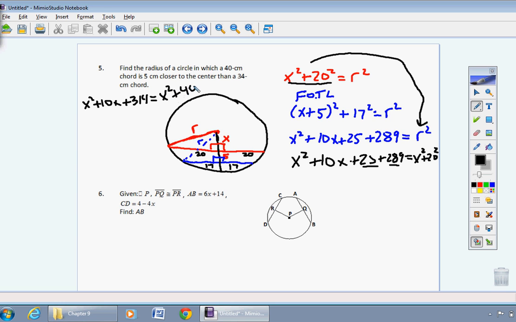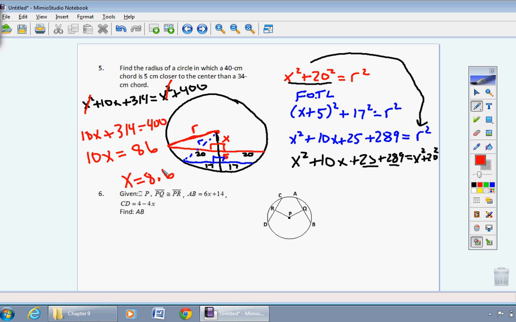Now, I know what you're probably all thinking. This is sweet because now the x squareds are going to cancel out. Yeah, you're absolutely right. My x squareds cancel out, so now I have 10x plus 314 is equal to 400. And we can go ahead and solve for x. So if I subtract 314 from both sides, I get 10x is equal to 86. And that's going to tell us that x is equal to 8.6.